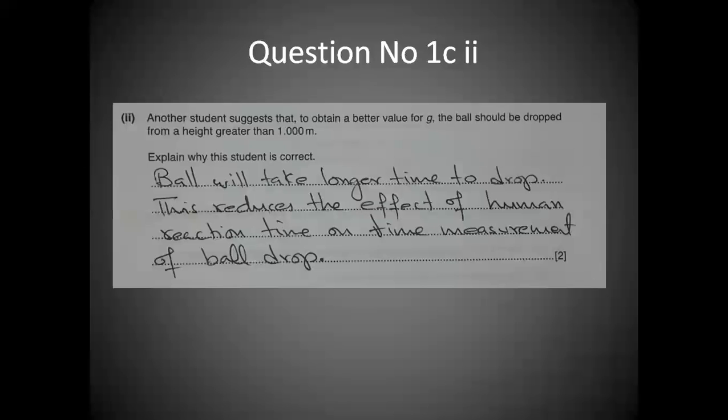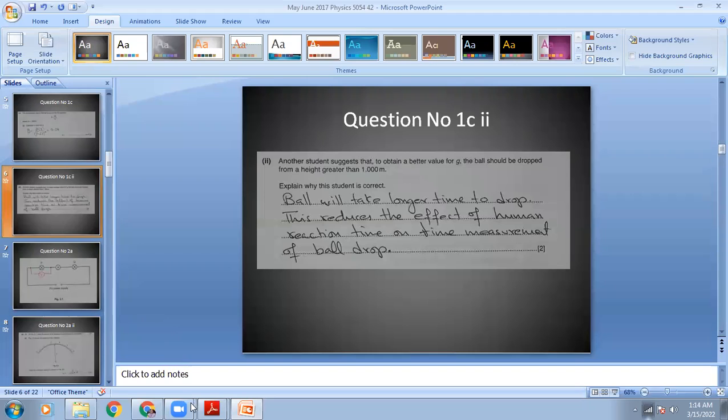Let me read you my answer, and then we will have a look at the marking scheme. Ball will take longer time to drop. This reduces the effect of human reaction time on the time measurement of the ball drop. The human reaction time will be a smaller portion of the time measured. So let me show you.